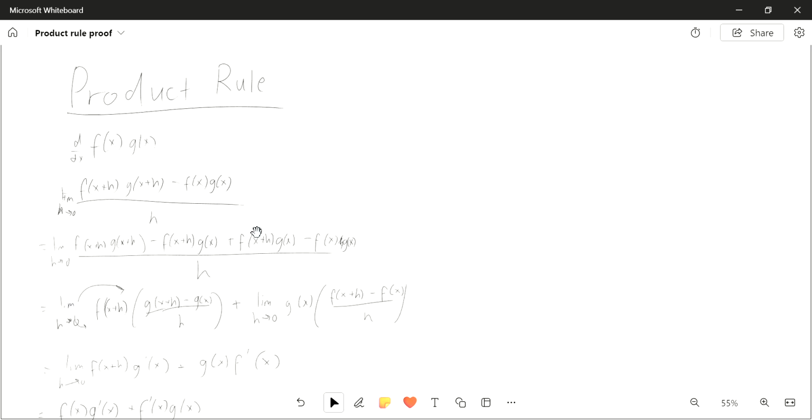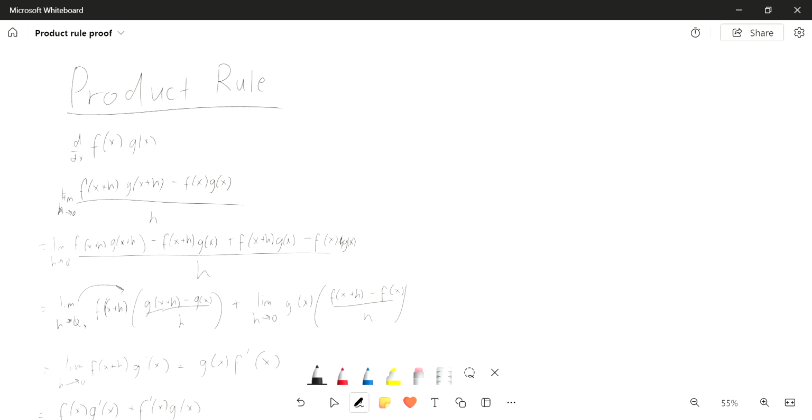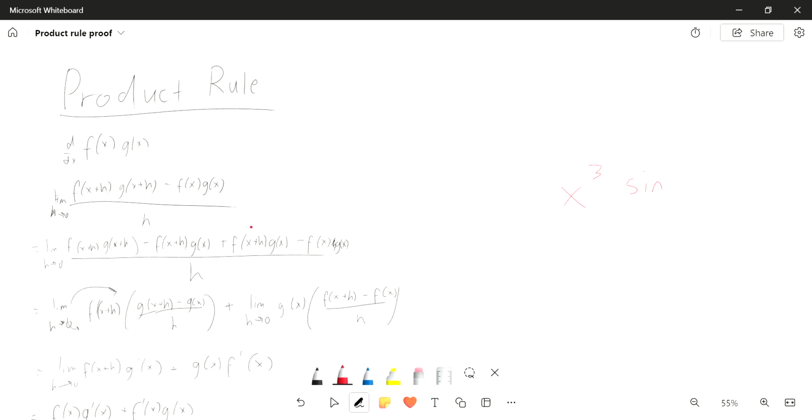And these functions cannot necessarily be multiplied to make one simpler function. For example, if you have x cubed multiplied by x squared, you can get x to the power of 5, and then this is easy to take the derivative of. But if you have something like x cubed times sine x, that's when this rule comes in handy.